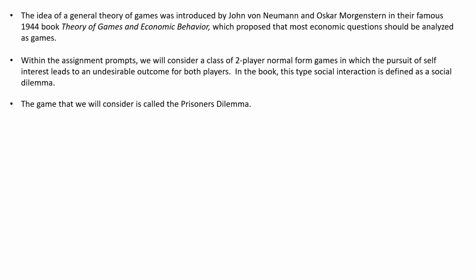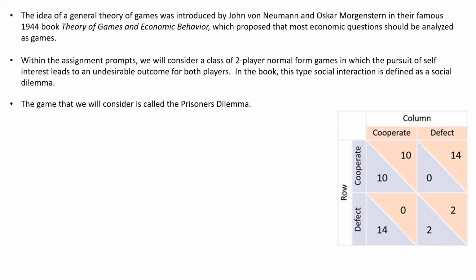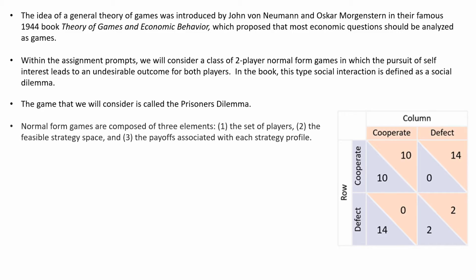The specific game that we will consider is called a prisoner's dilemma, and it can be illustrated by a 2x2 payoff matrix, like the one on the bottom right of the slide. Normal form games are composed of three elements: 1, the set of players; 2, the feasible strategy space; and 3, the payoffs associated with each strategy profile.